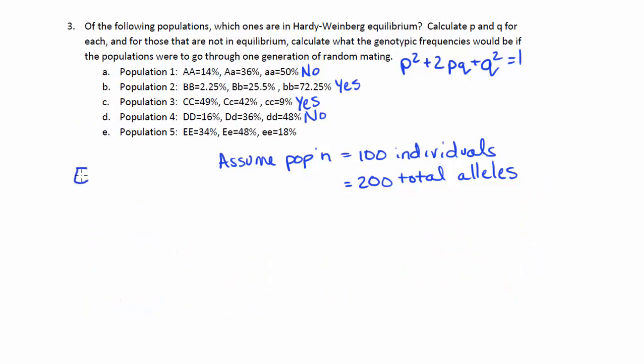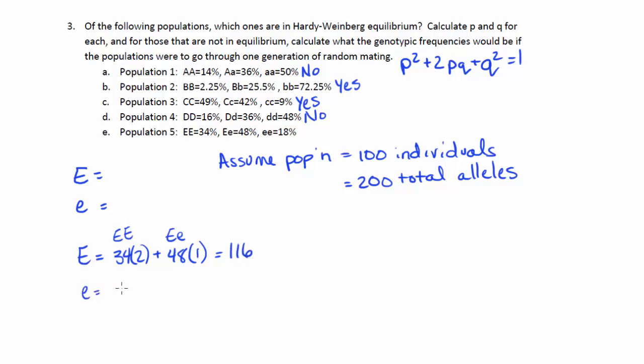For the last one here, capital E and lowercase e, we want the frequency of that. So if we look at how many capital E's we have in our population, of the homozygous dominant, we've got 34 individuals. They've got 2 copies of that allele each. Plus, if we look at the heterozygous ones, we've got 48 of those, and they have 1 copy of capital E each. So if we solve that, we get 116. So there's 116 copies of capital E.